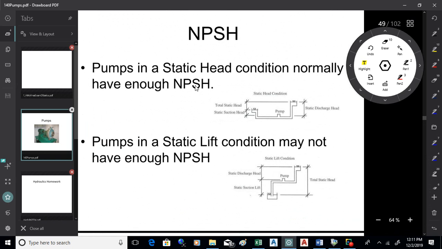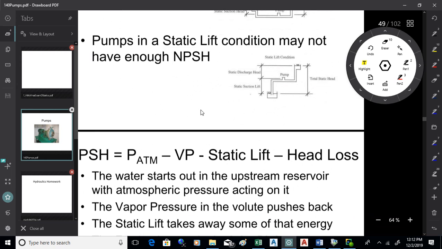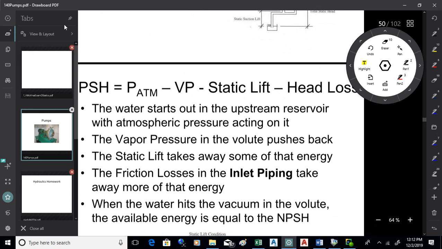Now, pumps that have static head, generally speaking, have enough NPSH because the water is flowing by gravity into the pump, into the volute. So they're not the problem. The problem is when you lift water out of a reservoir. That's when you have to check this. You use it when you've got what's called the static lift condition. When you do that, you might not have enough energy in the water when it's in the volute.